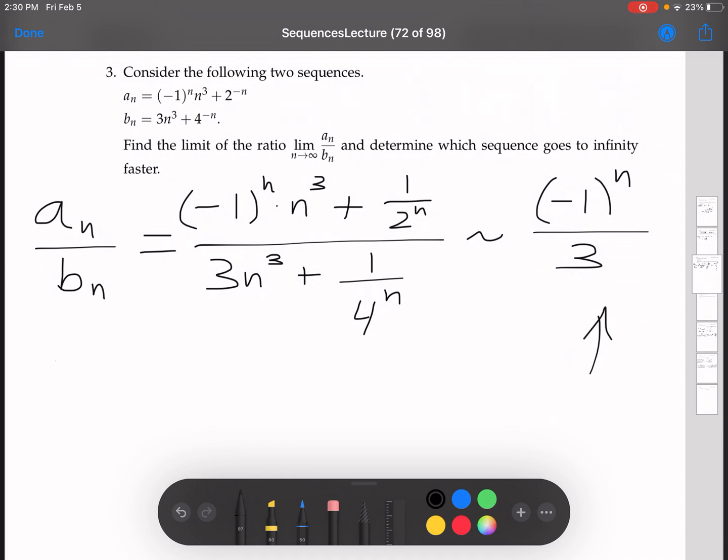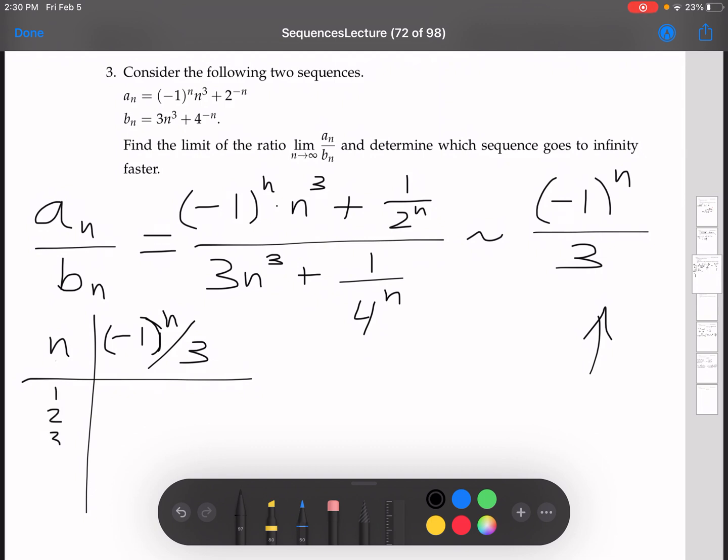To investigate that, a nice way to wrap your head around what's going on with that thing is to make a table. So let's do that. We've got n and negative 1 to the n over 3. Okay, so let's do 1, 2, 3, 4, 5, and this will keep going on and on. So negative 1 to the first power, that's negative 1, so this is going to be negative 1/3.